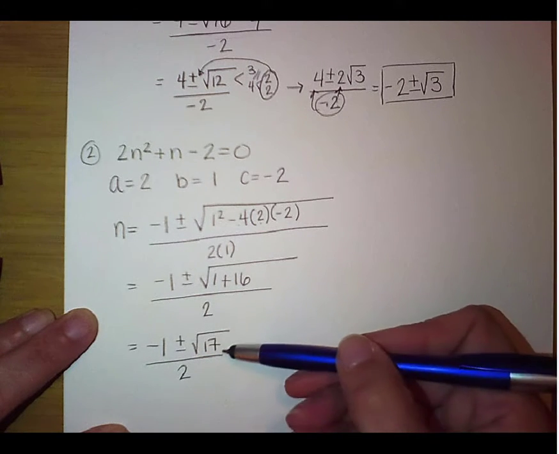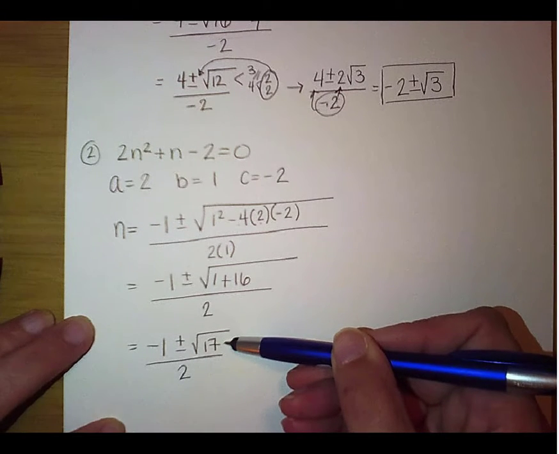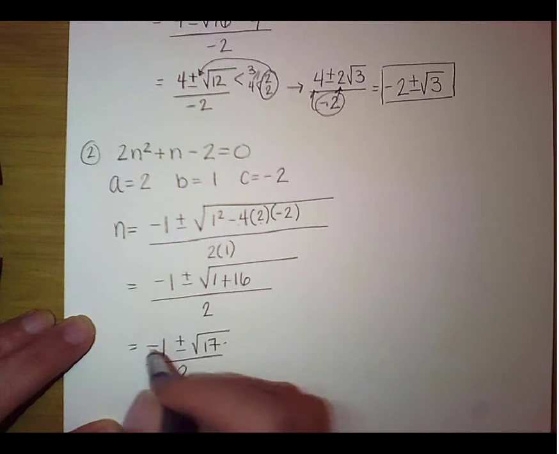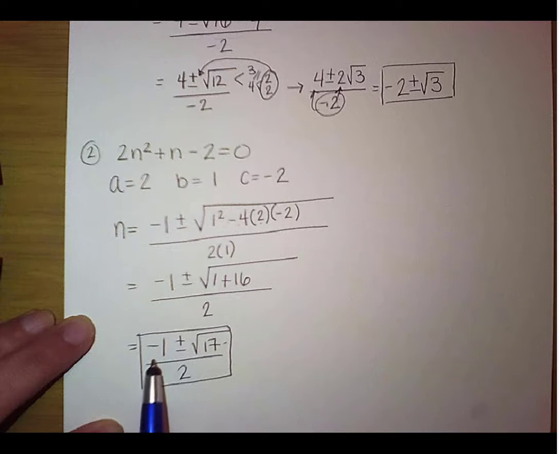Now in this particular instance, we can't really do anything to the square root of 17 because it is a prime number, so we can't break it down any more than it is. So we're actually done right here. We can go no further. Our two answers are going to be -1 plus the square root of 17 over 2 and -1 minus the square root of 17 over 2.